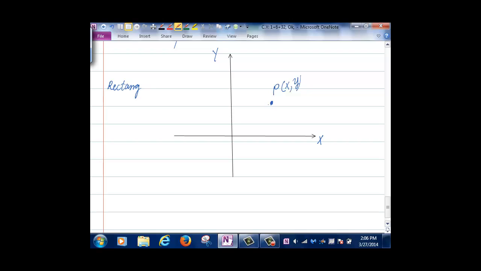It is the distance from what? It's the distance from, not from the origin, the y-axis, right? So the distance from here to here is x, and the distance from here to here is y. So the x coordinate is the distance from the y-axis, and the y coordinate is the distance from the x-axis, right? So this is what we have, rectangular coordinates.